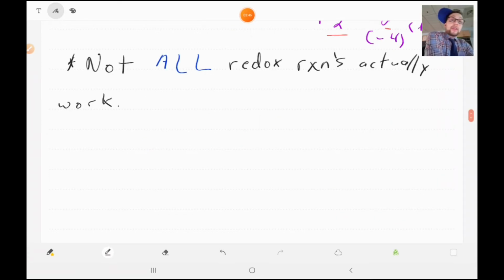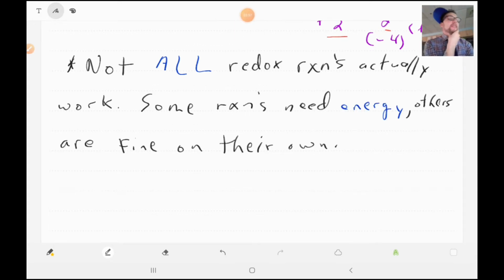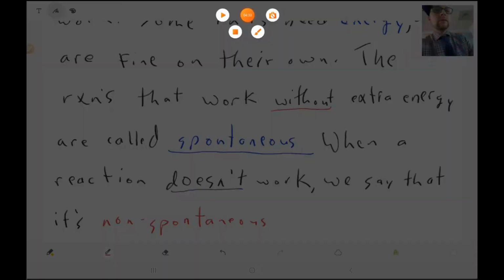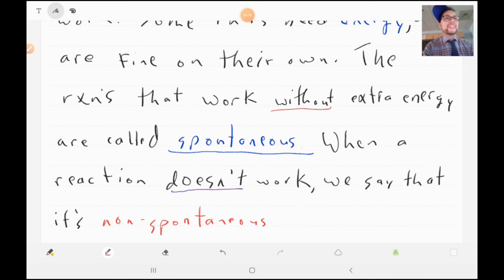Now, not all redox reactions work, meaning that when I mix things together, the reaction doesn't always work. Some reactions need extra energy, whether that's heat or electrical energy, or catalysts, etc. Others are fine on their own. The reactions that don't need energy, so when I mix them and I don't have to heat them up or add electricity or add a catalyst, we call those spontaneous reactions. So what we're going to stop saying is that this reaction works or doesn't work. What we're going to start saying is that the reaction is spontaneous. And there's a set way that we can actually predetermine whether a reaction is going to be spontaneous or not. And so when a reaction doesn't work, we say that it is non-spontaneous.